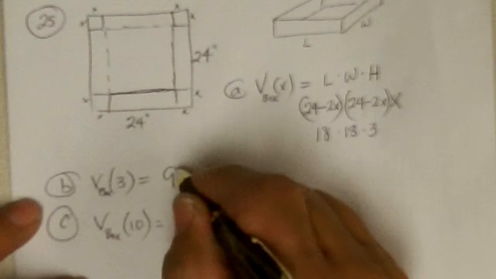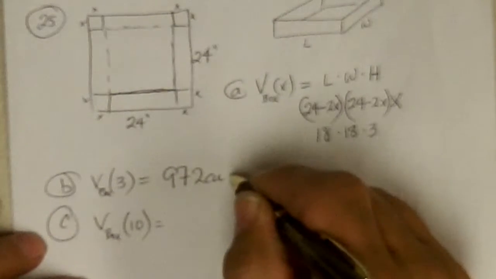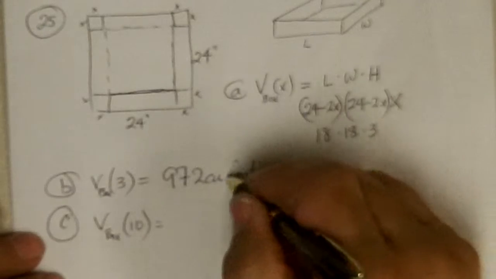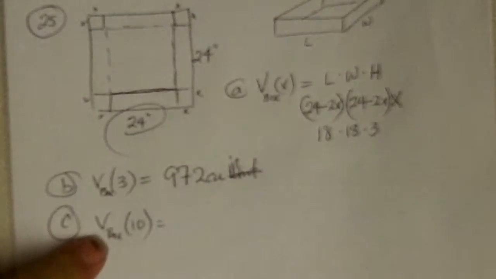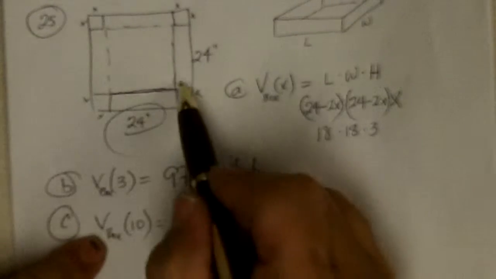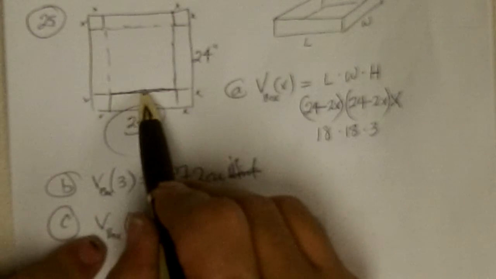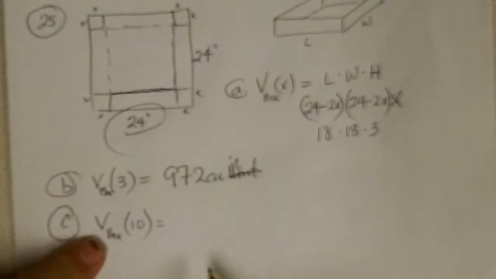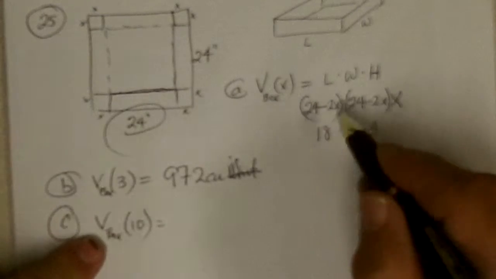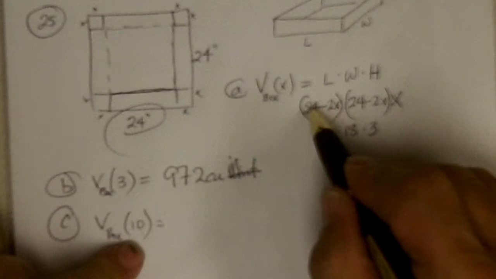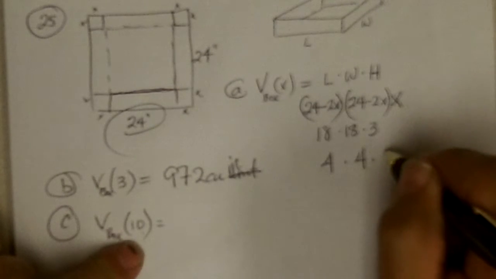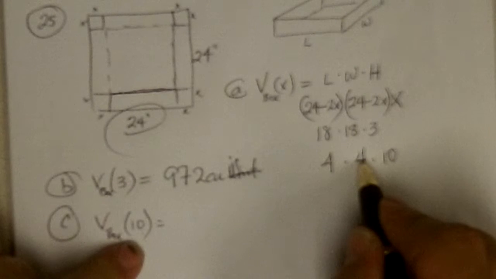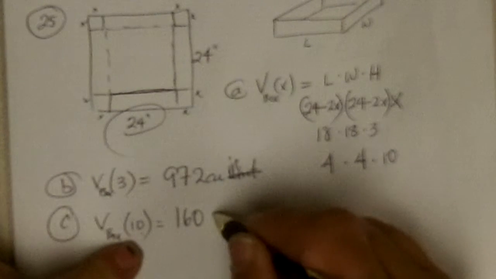972 cubic units. Actually inches, because they said inches. Now when it's 10, 10 times 2 is 20, so there'd only be a 4-inch bottom. 4 by 4 by 10. That's 160, but we can work it out here. We put in 10 times 2 is 20. From there, that's going to be 4 times 4 times 10. 16 times 10 is 160.